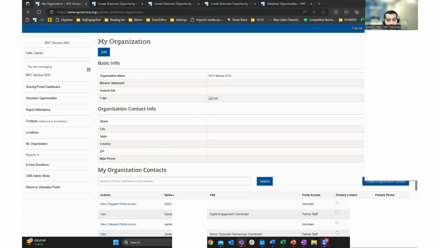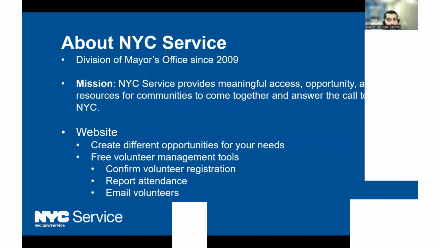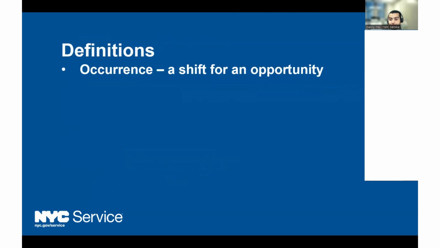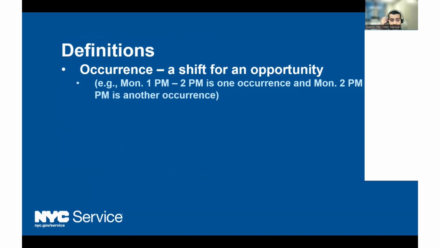volunteer opportunities and the various kinds that you can create. So first, let's review some definitions. We have occurrence. In the partner portal, we use the term occurrence, and occurrence just means a shift for a volunteer opportunity. So for example, if you have a park cleanup on Monday from 1 to 2 p.m., and you're looking for volunteers between that time just for that one shift, that will be an occurrence. And if you have another volunteer opportunity that same Monday, but for a different set of volunteers from 2 to 3, those are their own occurrence.